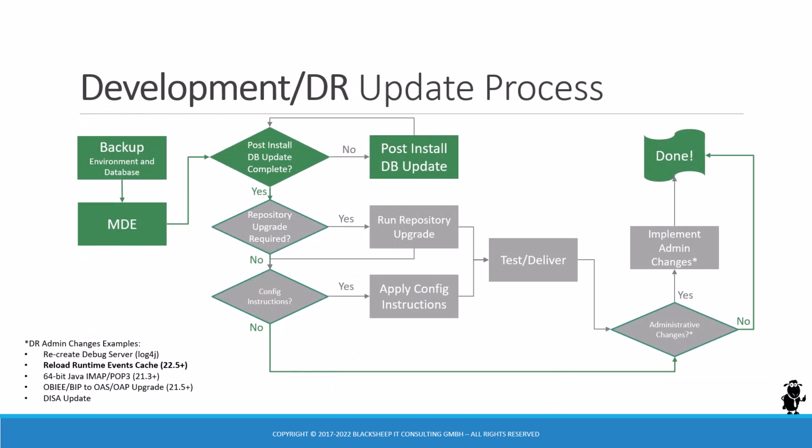So to put this in a diagram, the DR or development environment update starts with a complete backup of your environment database, bring down the environment, run the MDE on all machines, and on the first Siebel server you usually run the post-install database update to apply the post-installation database updates. You run the repository upgrade if it's necessary to do so. You apply configuration instructions if that's necessary, and you have to test and deliver those repository changes. Then follow the administrative changes like changing parameters, changing implementations of interfaces, etc. And then you're done with your development environment.